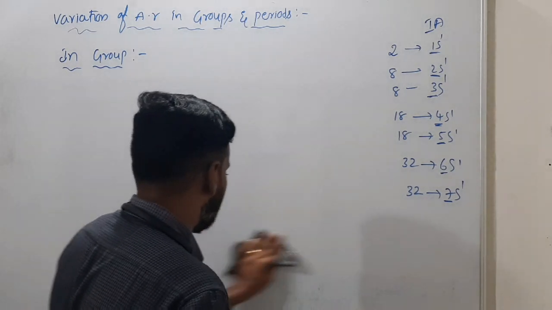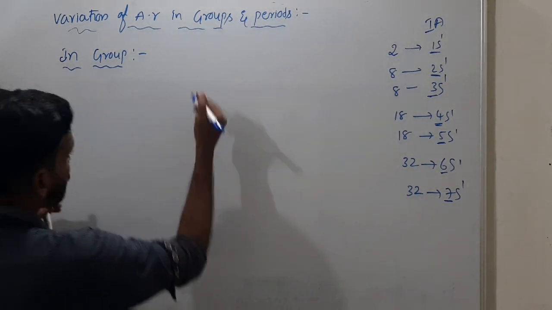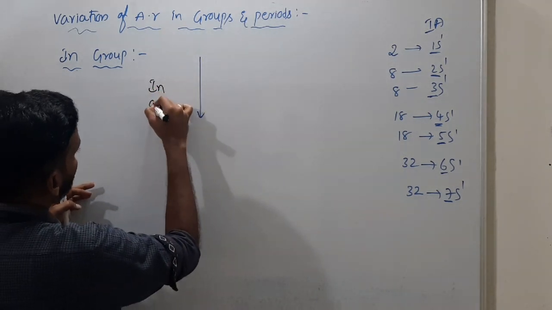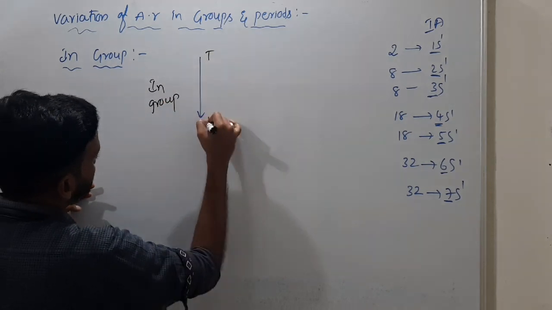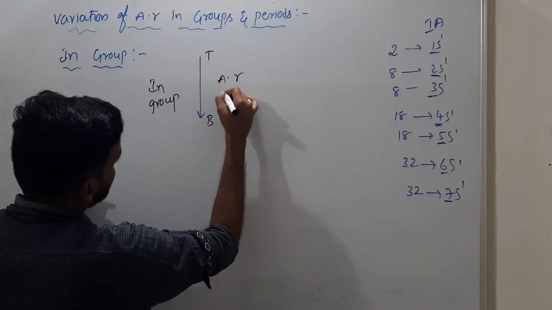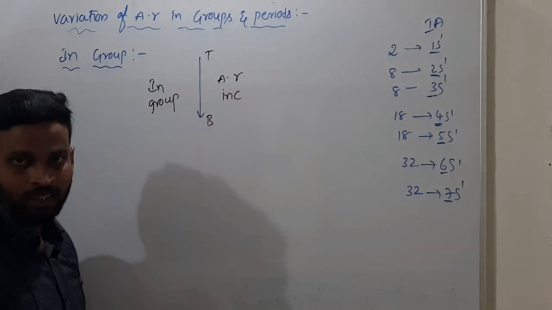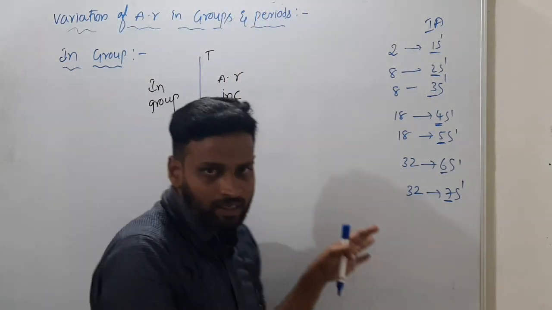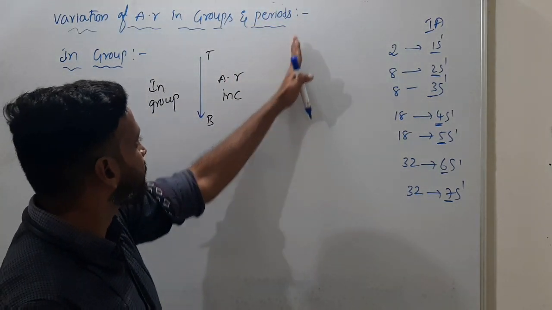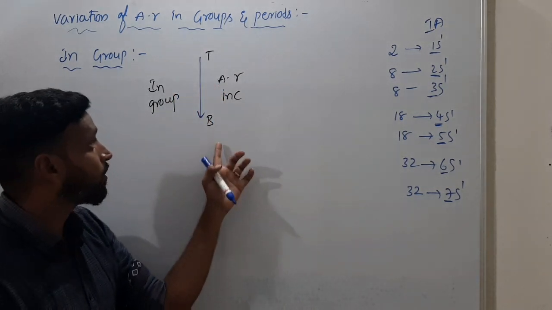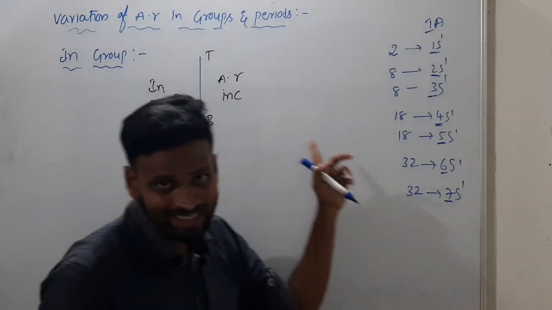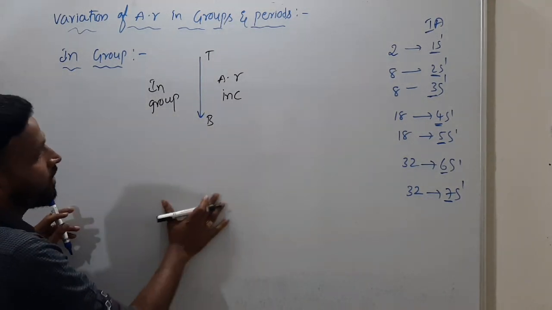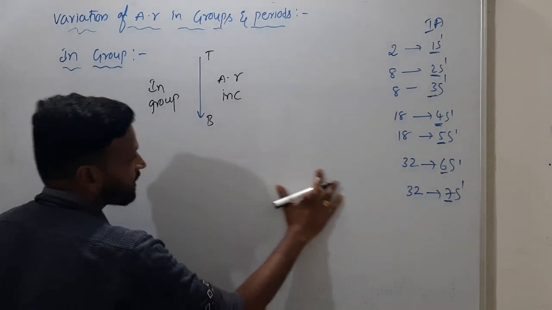Therefore, in general you can say, in a group from top to bottom, atomic radius increases. Can I say it like this? In any group, group means vertical columns, right? So in a group from top to bottom, atomic radius increases. This is the important thing for us, because as you are going down, new shells are increasing.